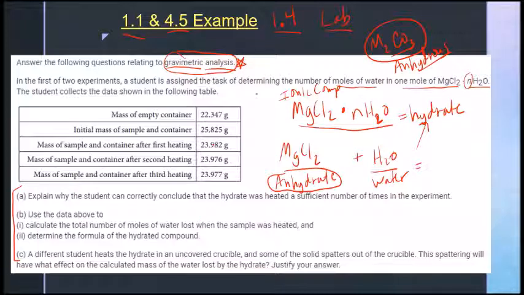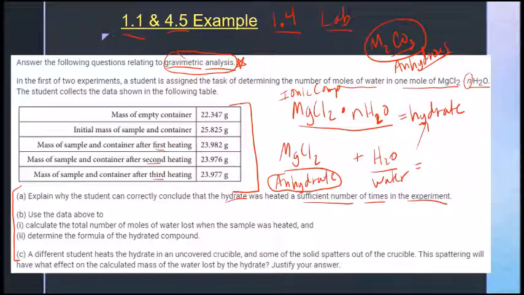Now, first thing here, they give you a data table with lots of information, so you're going to need to glance at that. We have the container, initial mass of the sample in the container, mass of the sample after the first heating, second heating, third heating. Now we did this also in our gravimetric analysis lab, where we did the repeated heatings. Does anybody remember, explain why the student can conclude that the hydrate was heated a sufficient number of times in the experiment? What was the purpose of the heating, and when did we know we could stop? Why did they know that it was sufficient?